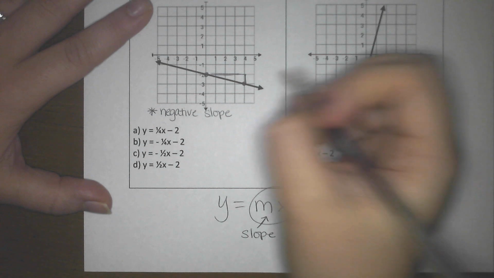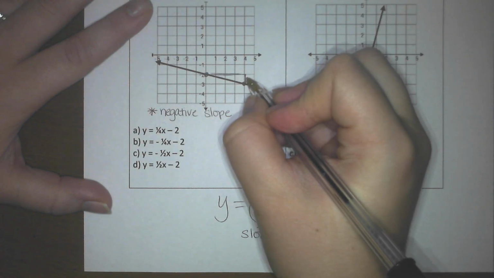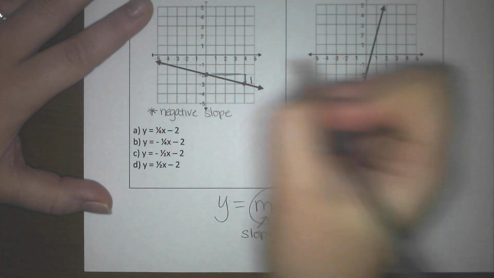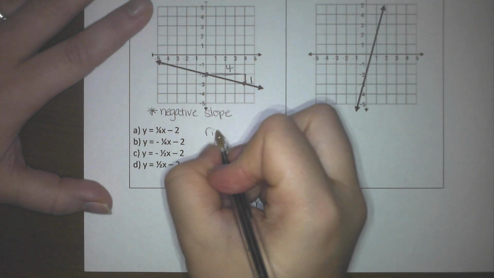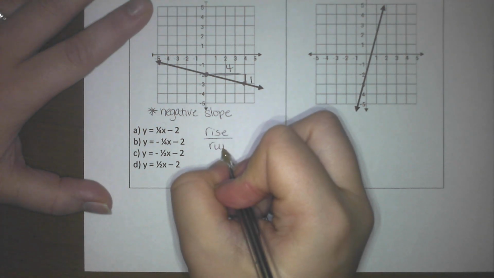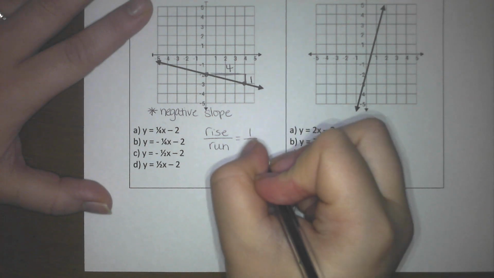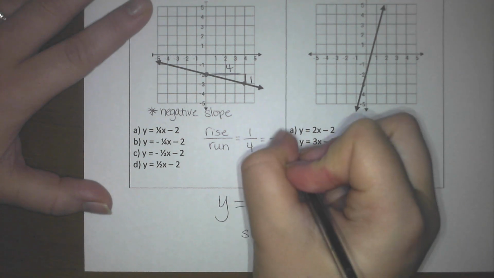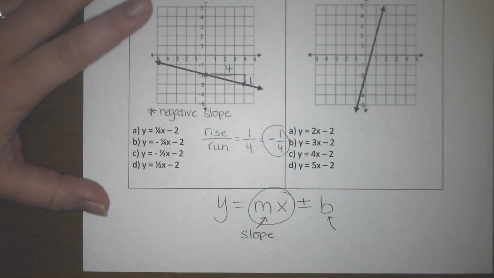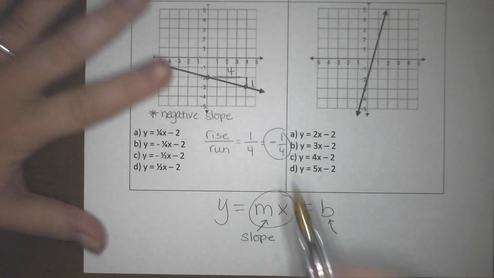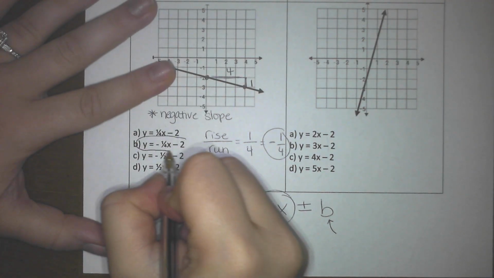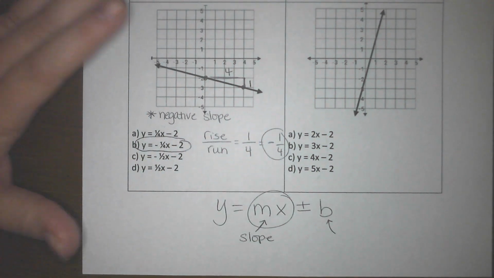Now my rise, remember rise is going up or down, rise is 1 and my run is 4. So I have a rise over run of 1 over 4, and remember it's -1 over 4 because it's a negative slope. So I have a -1/4 of a slope. So the only one that matches that would be B. -1/4 x, and then -2 is your B.